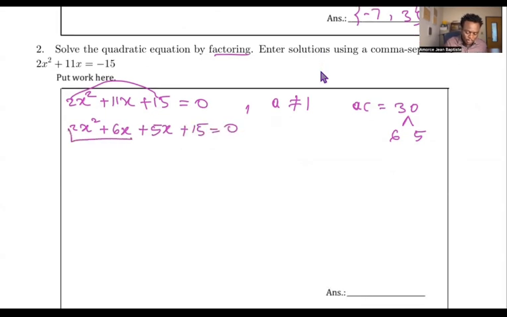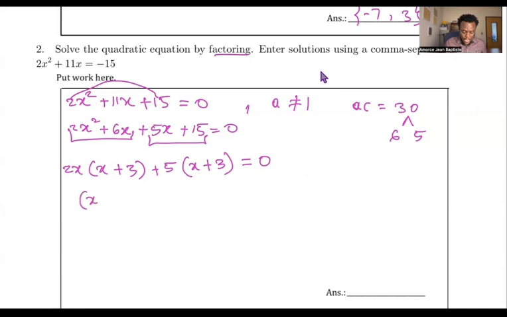Factor by grouping, first group, second group. The GCF for the first group is 2x. When you factor 2x out, you get 2x outside. What multiplies 2x to get 2x squared is x. What multiplies 2x to get 6x is 3. Plus the GCF of the second group would be 5. So that'd be x plus 3 as well, equals 0.